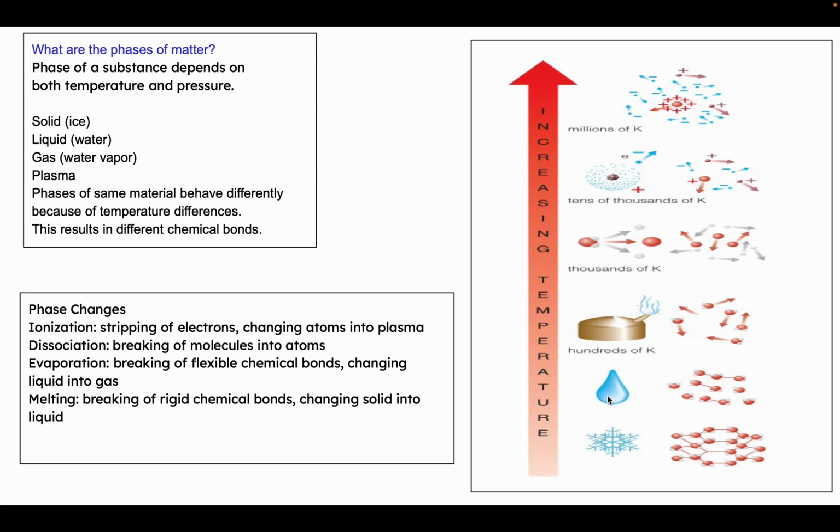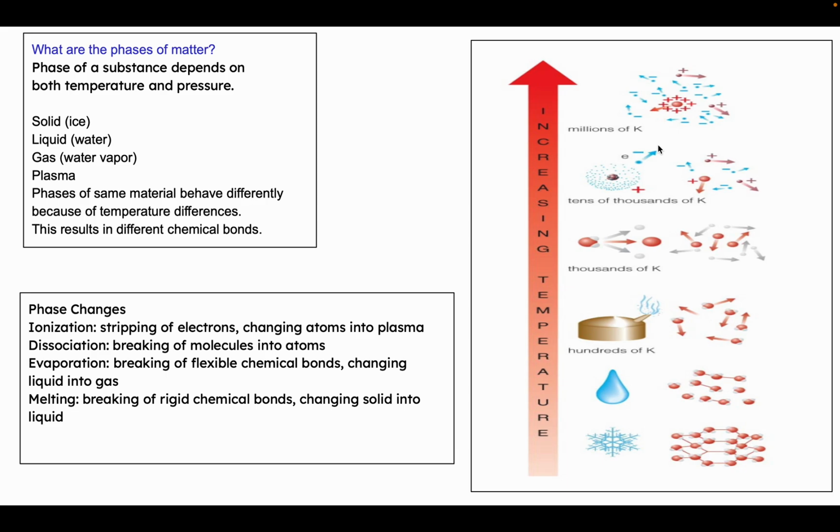it is in the form of normal water. And then at greater than 100 Kelvin, it is going to produce steam. And at thousands of Kelvin and millions of Kelvin, it is going to the plasma state.